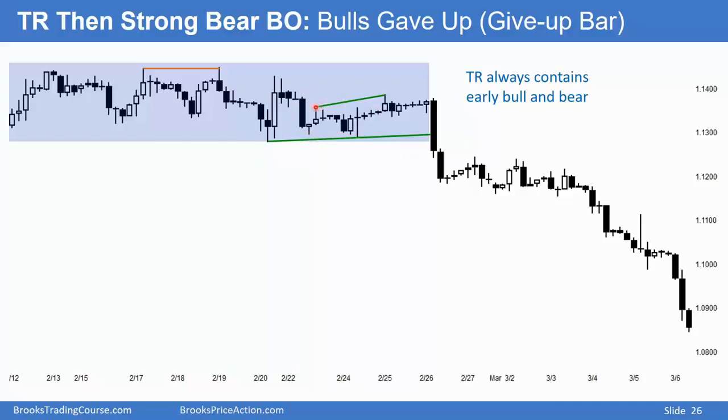Getting higher lows, getting higher highs, early phases of a bull trend. If the market broke to the upside, you say, oh, of course it broke to the upside. We're getting higher lows and higher highs. If it goes to the downside, you'll say, oh, of course it went to the downside. We're getting lower highs and lower lows. Trading range always has both an early bull trend and an early bear trend. 50% chance the bulls will win, 50% chance the bears will win. Highest probability, don't enter until you see a very strong breakout.